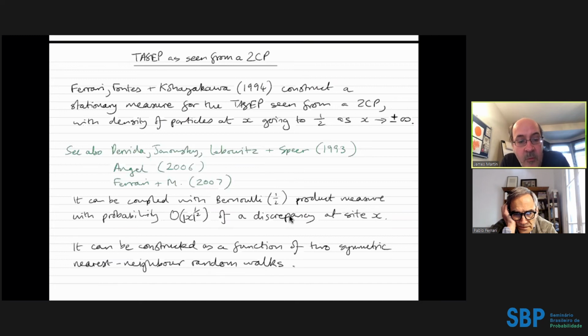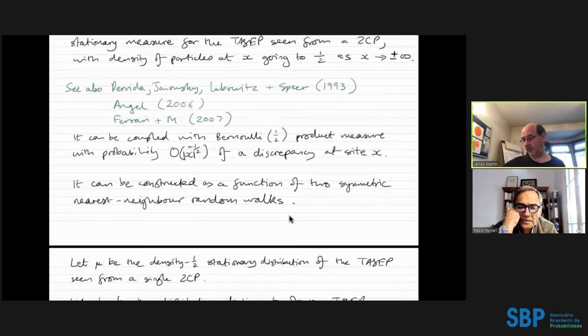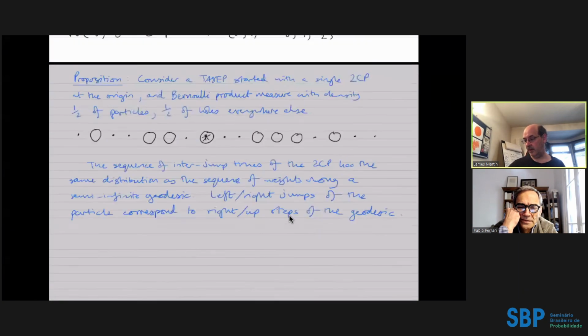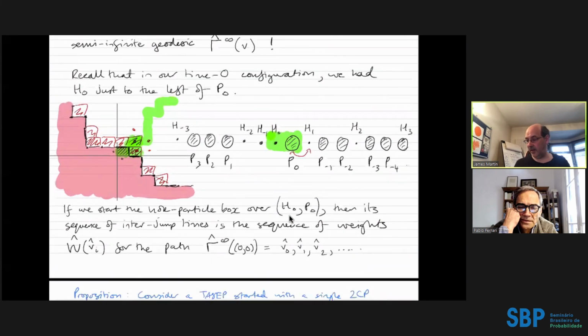One nice thing about it is that we can couple it with Bernoulli product measure in such a way that as we get far away from the origin, we see something that looks very much like Bernoulli product measure, and we can couple it so that the probability of discrepancy at site X is decaying like X to the minus a half. Okay, so if you remember the picture that we had back here, our geodesic is starting from the origin. At that point, what we're seeing to our left and our right is product measure.